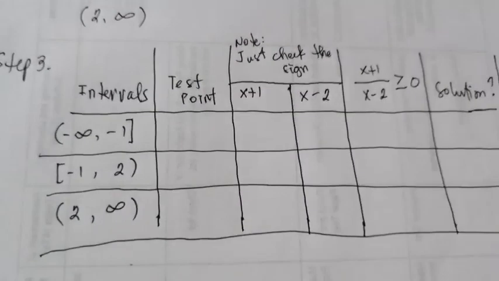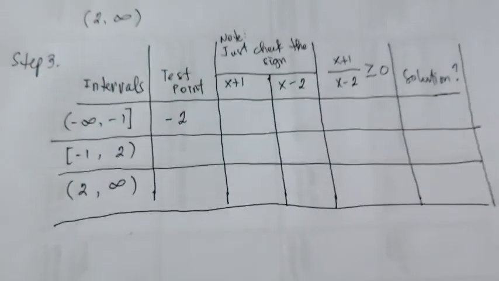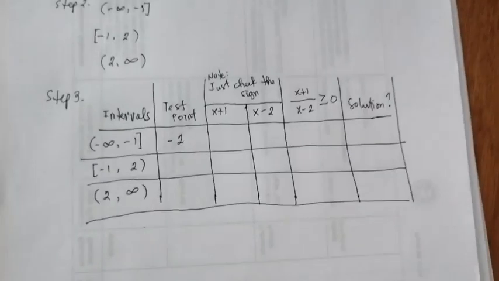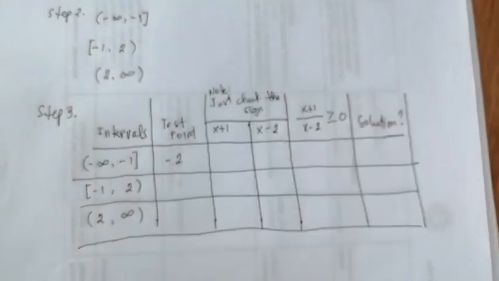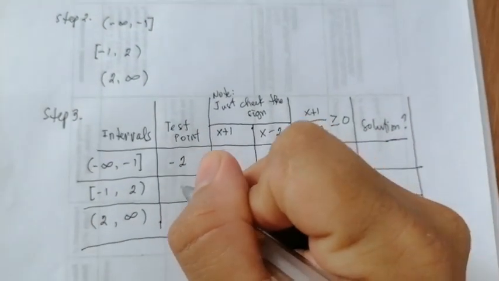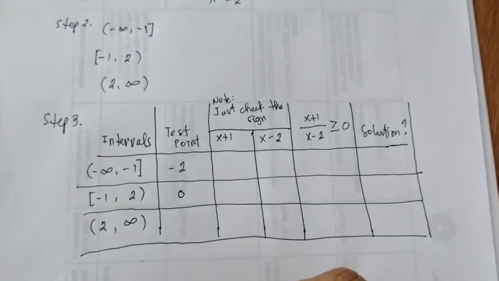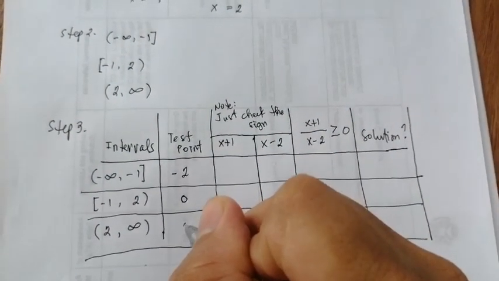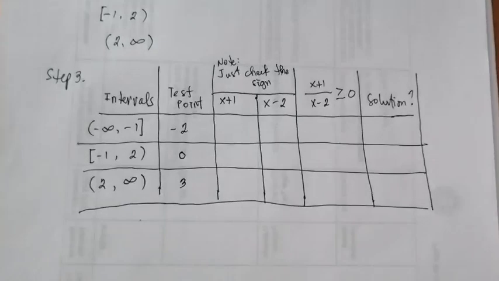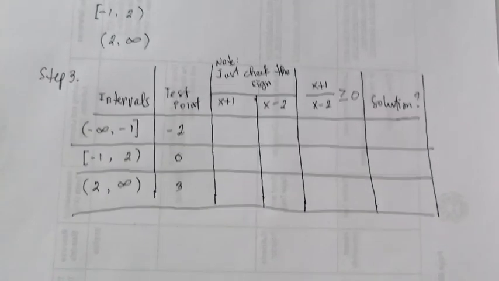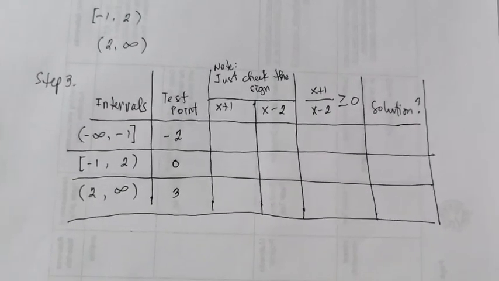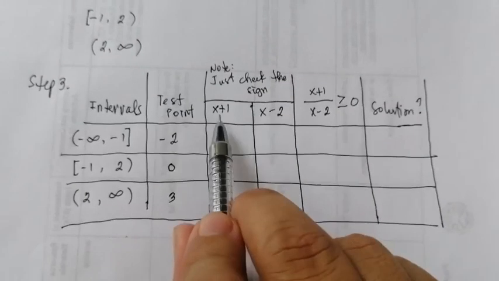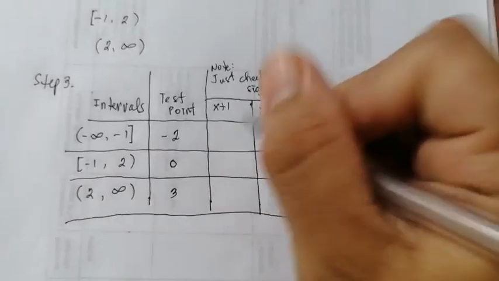So, for negative infinity to negative 1, ang pinakamalapit na gamitin ay negative 2. Ayan. Test tayo ng negative 2. Then, dito naman, between negative 1 and 2, ang pinakamadaling gamitin ay 0. 2 to positive infinity, gamit ka na lang ng 3. So, test natin, ang gagamitin natin pang test ay yung mga whole number na lang para mas madali tayong mag-substitute. So, for negative 2, this will become negative 2 plus 1. The sign is negative.